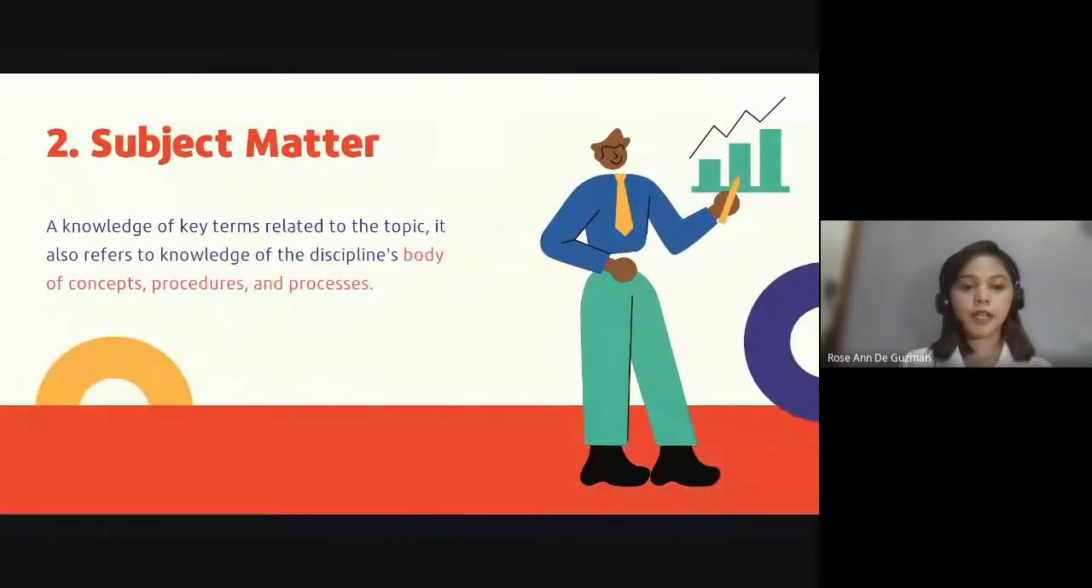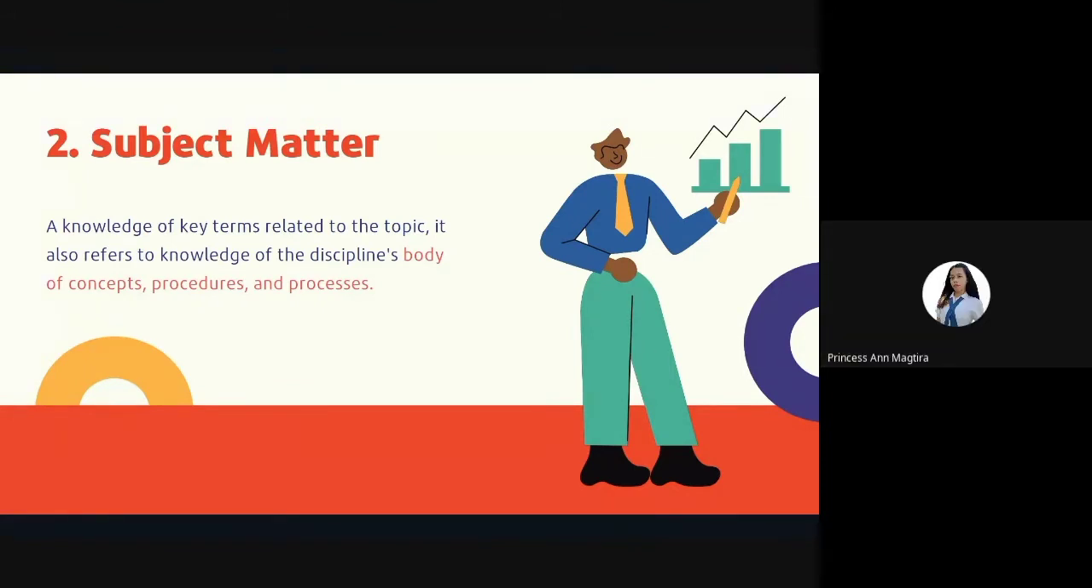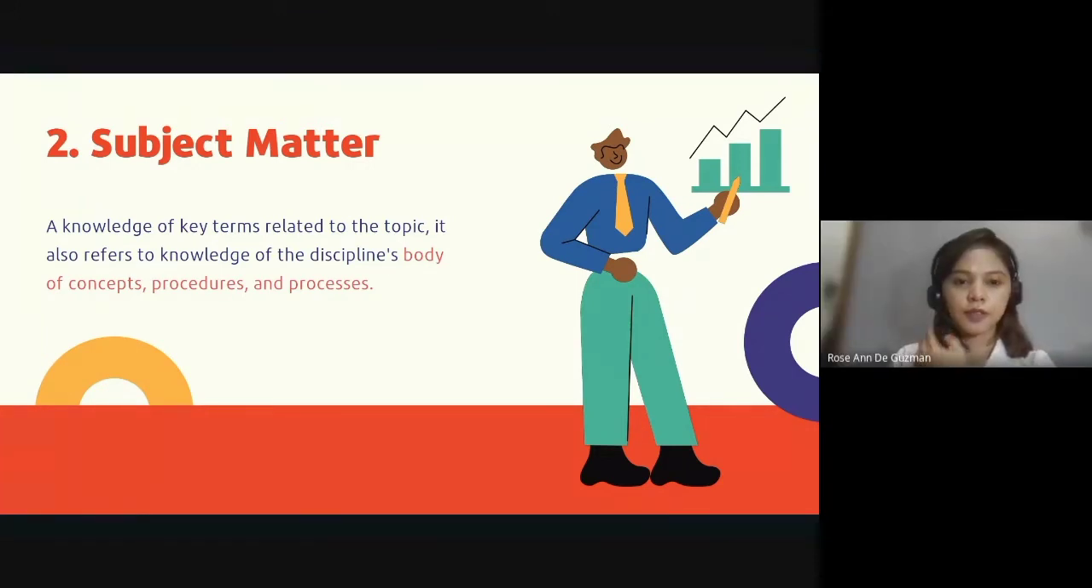So let us now proceed to the second part of the lesson plan. So who wants to read? Can we have Princess? Yes po. Okay, thank you. Number 2, can you read the subject matter definition? A knowledge of key terms related to the topic. It also refers to knowledge of the discipline's body of concepts, procedures, and processes. Oh, okay, thank you for that.